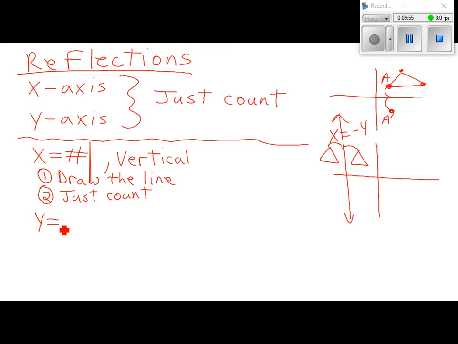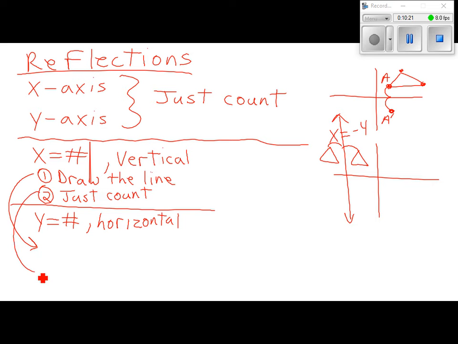Y equals some number. What's different about y equals some number? Instead of vertical, it's a horizontal line. What do you think you're going to do to reflect over y equals some number? Same thing. First thing you're going to do is what? Draw the line. Second thing you're going to do? Just count.